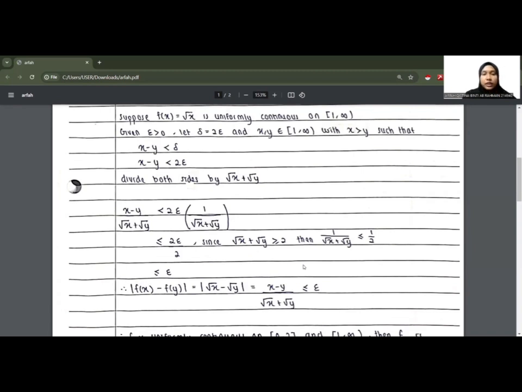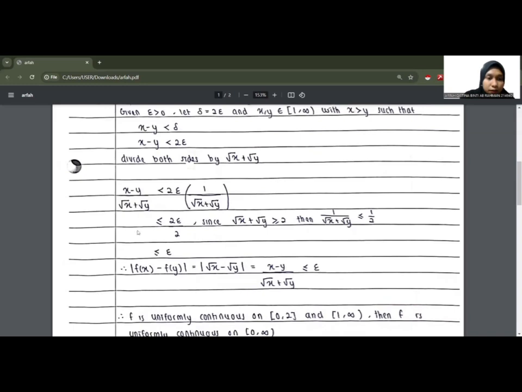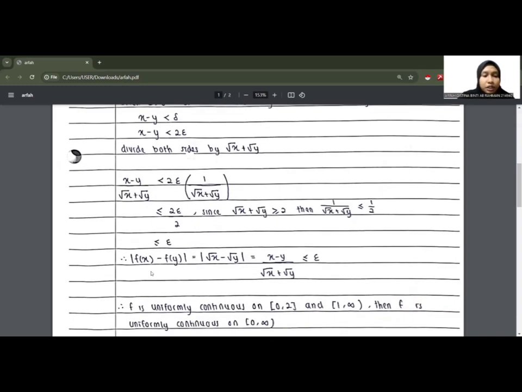Since we stated that for all x and y in [1, infinity), we can assume that square root of x plus square root of y is greater than 2. Then 1 over (square root of x plus square root of y) is less than 1 over 2. In here, we can multiply 2 epsilon by 1 over 2, and we will get that this is less than epsilon.